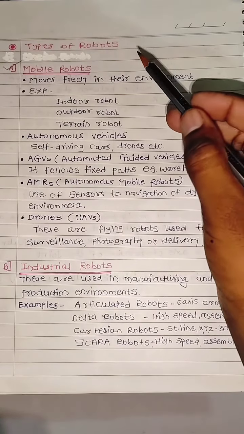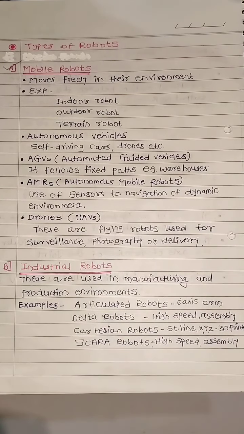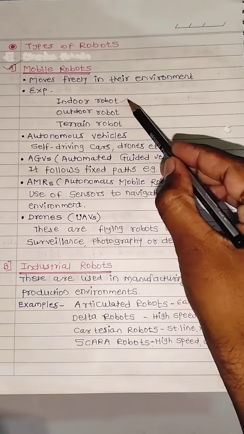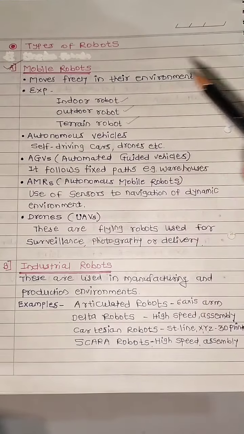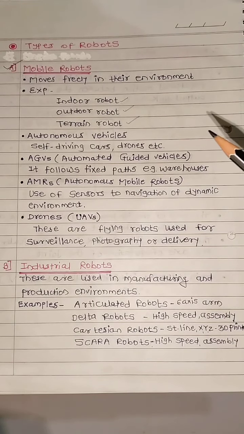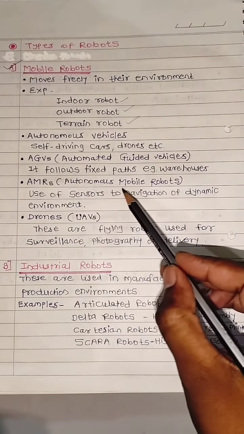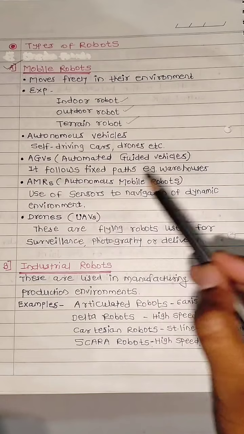Today's topic is types of robots. So the first one is mobile robots. Mobile robots means the robots which can be moved freely in their environment. The examples of mobile robots are indoor robots, outdoor robots, or terrain robots. Some other examples include autonomous vehicles, AGVs (automated guided vehicles), AMRs (autonomous mobile robots), or drones.